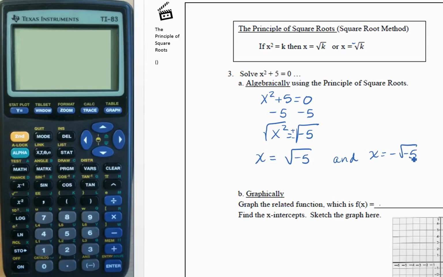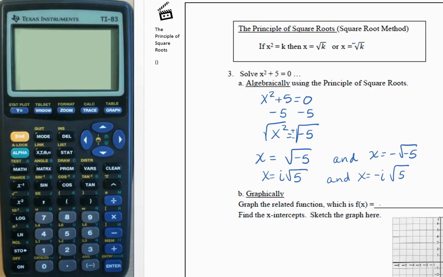of negative 5. Now the square root of negative 5 is an imaginary number. We're going to get x equals i square root of 5. And here we would get x equals negative i square root of 5.